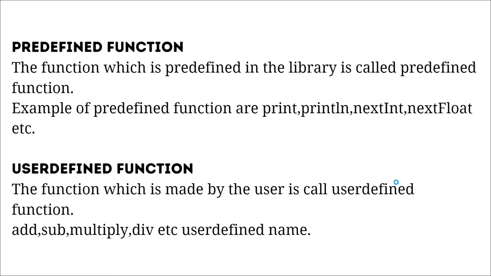The functions which are already defined by the Java developers in their own library are known as predefined functions. Examples of predefined functions are print, println, nextInt, nextFloat, and lots of other functions which are predefined. We have previously talked about this, so you can watch that video if you have not watched it yet.